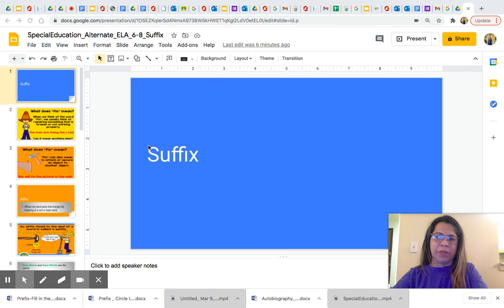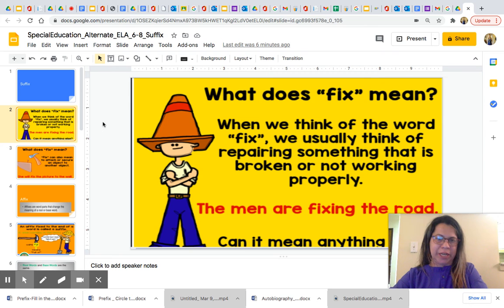Today's lesson will be about suffix. Are you ready? So let's look at it.